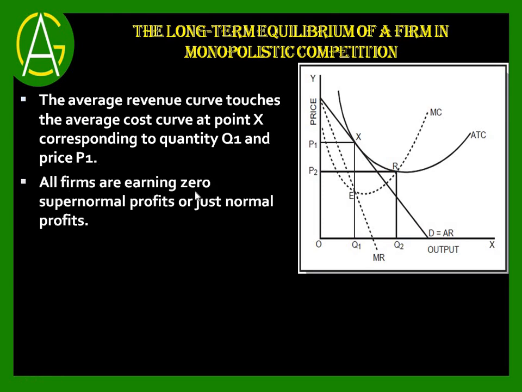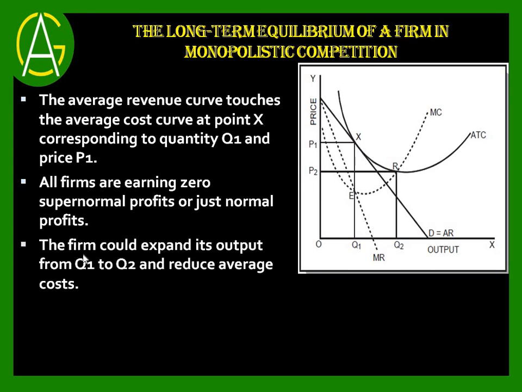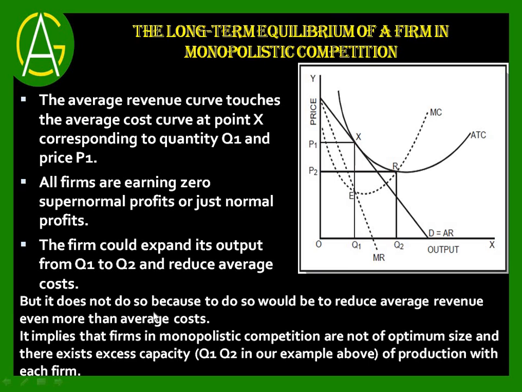All the firms are earning zero supernormal profit. Zero supernormal profit means normal profit only. So the firm will earn normal profit here. The firm could expand its output from OQ1 to OQ2. It can expand the output and it will reduce the average cost. Average cost will be reduced. But it does not do so, because to do so would be to reduce average revenue even more than average cost. As I said, if the firm tries to expand the output, average cost decreases, but revenue decreases faster than that.